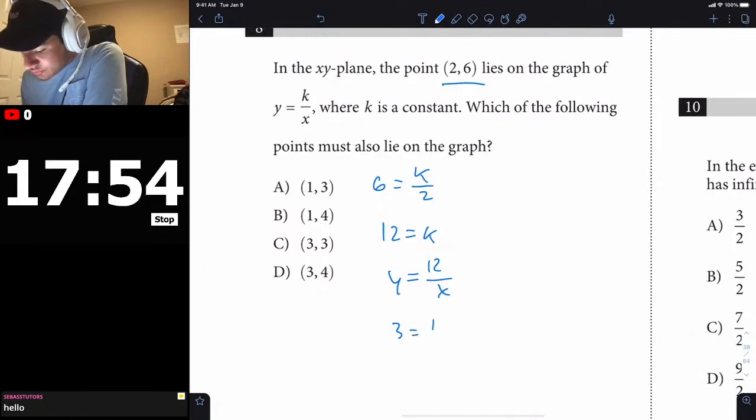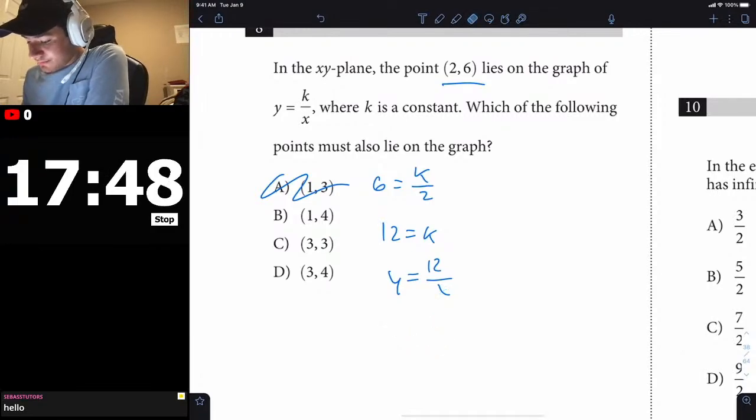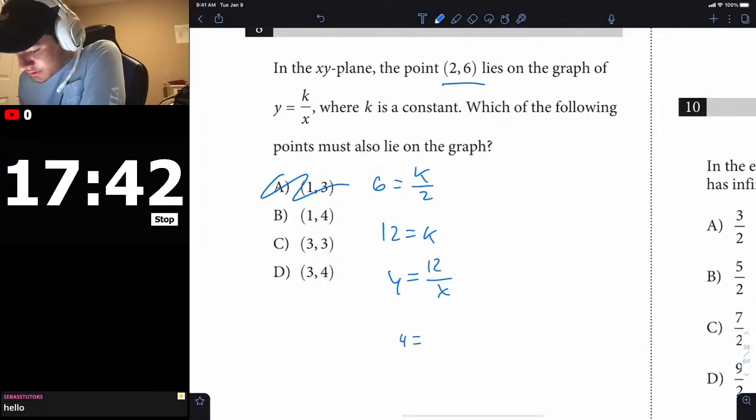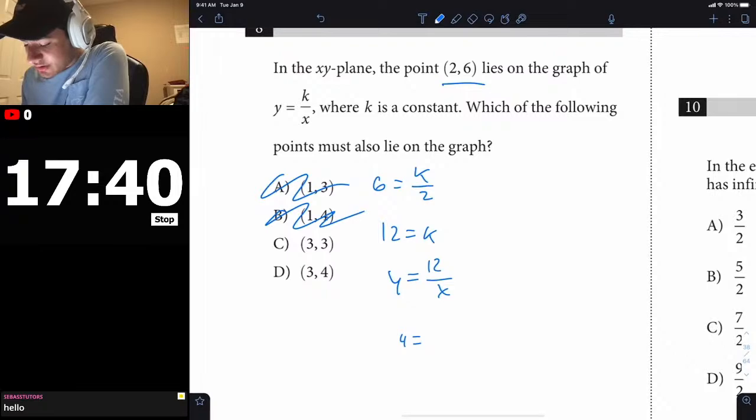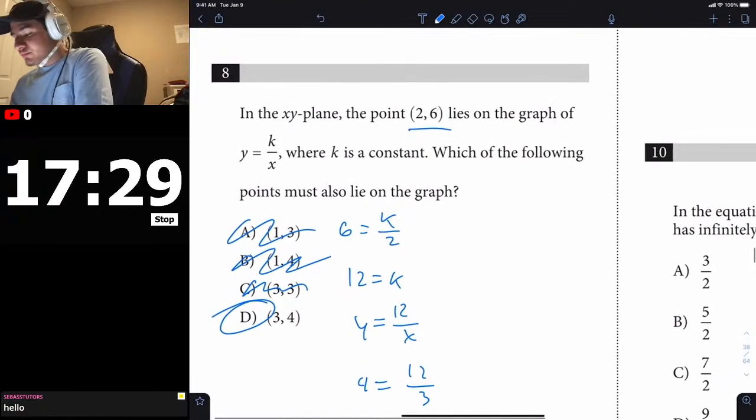So 3 is equal to 12 over 1. Not true, so this is out. Let's see what else we got. Oops. Let's see. 4 is equal to 12 over 1. That's not true, so that's out. 3 is equal to 12 over 3. That's out. It's going to be D, because 4 is equal to 12 over 3. Not too bad.